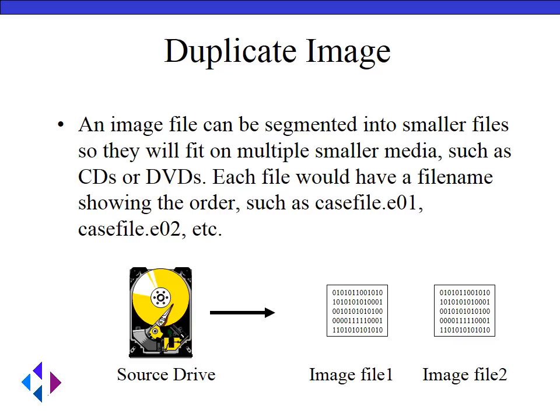An image file can be segmented into smaller files so they will fit on multiple smaller media, such as CDs or DVDs. Each file would have a file name showing the order in which the file was created. An example: casefile.e01, casefile.e02, etc.